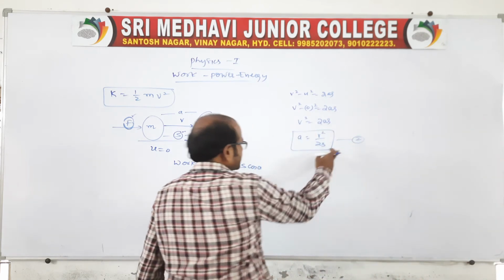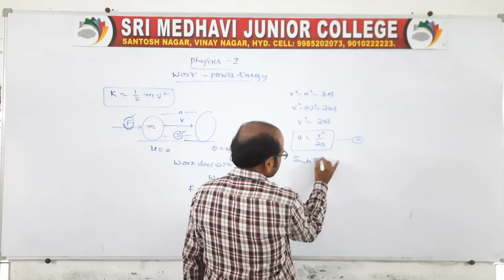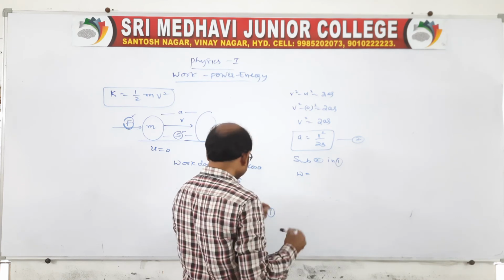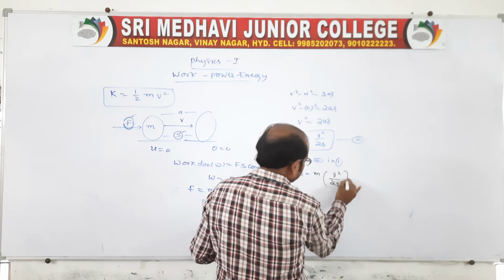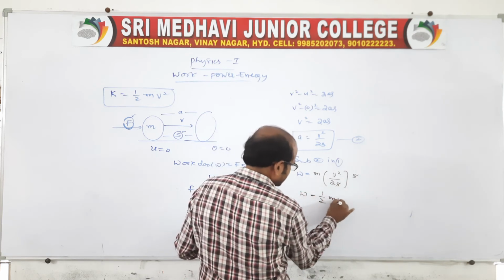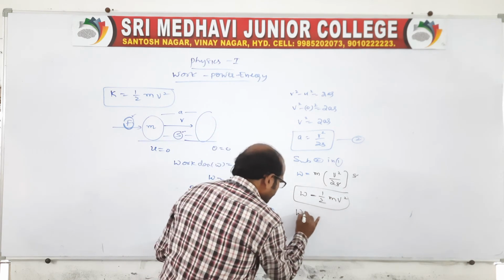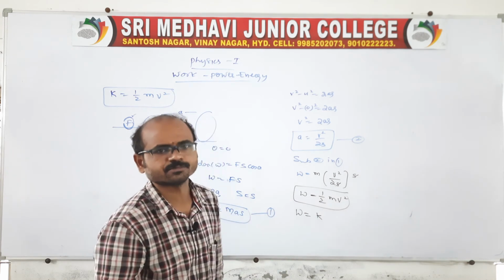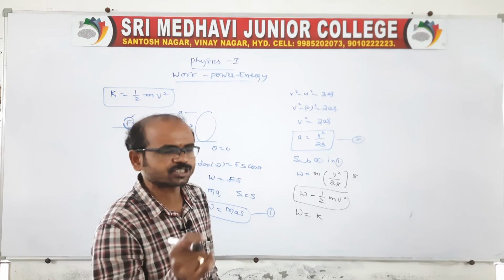Now, substitute equation 2 in 1. Therefore, work done is equal to m into a, which is v square by 2s, into s. s cancels. Work done is half mv square. But the work done is in the form of kinetic energy, because the body is said to be in motion, the energy possessed by a body by virtue of its motion.